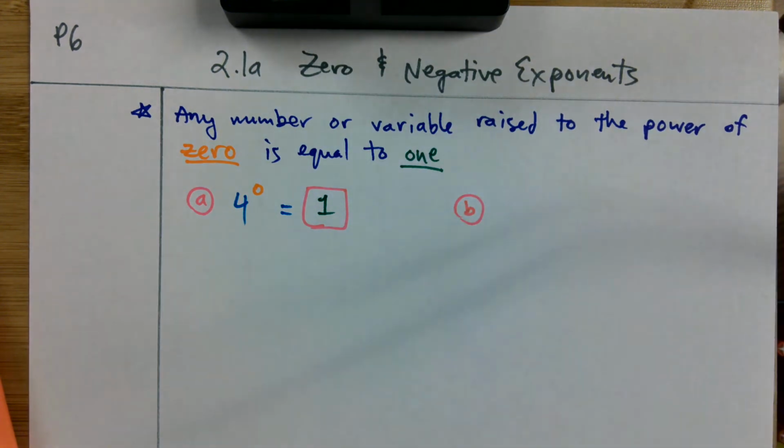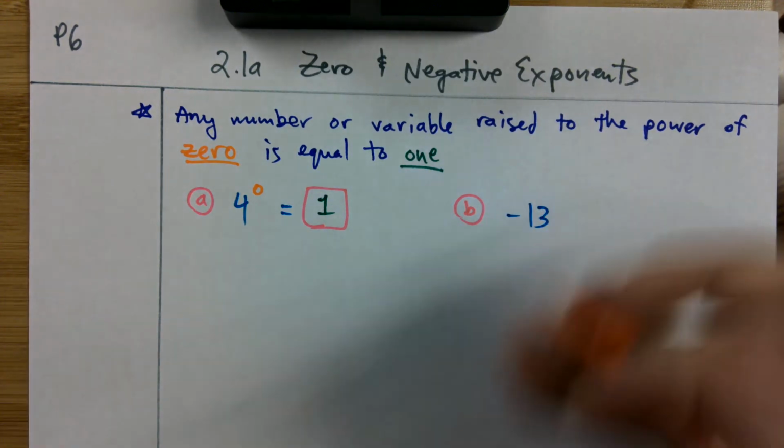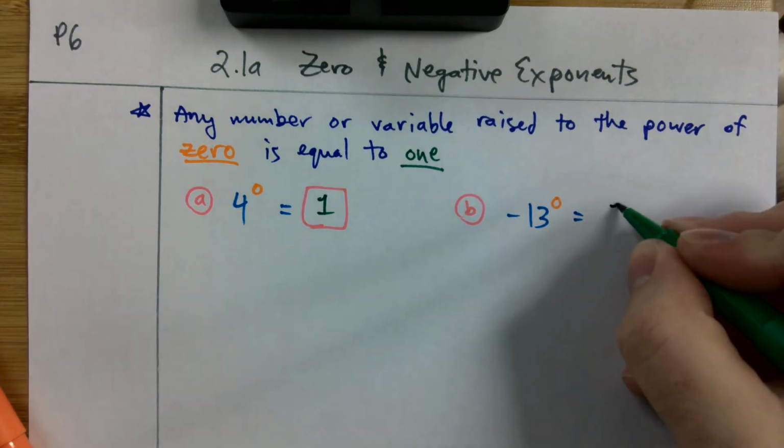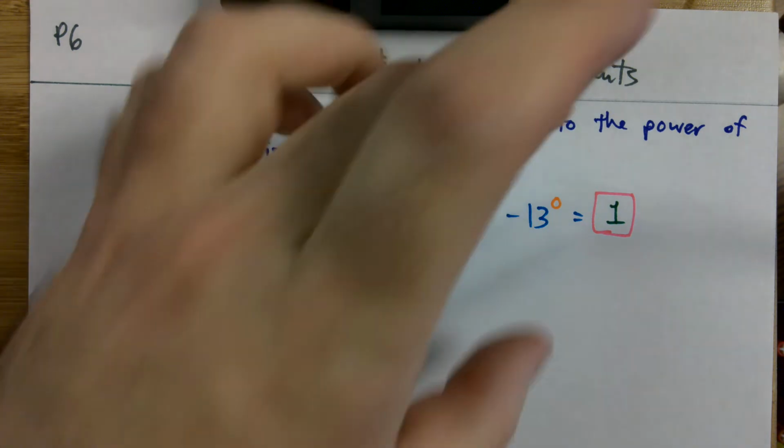All right, 4 to the 0th power is equal to 1. Any questions on that? Pretty self-explanatory, right? What if we had negative 13 to the power of 0? What's that going to be equal to, everyone? Not negative 1, just 1. That's a great assumption, though. Great assumption. Jordan, good job for assuming that it would be minus. That's totally right.